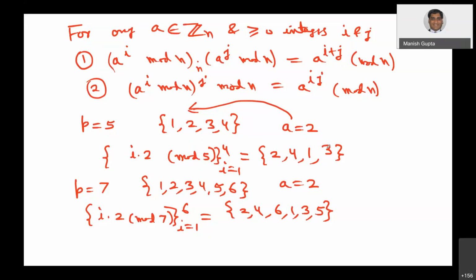But sir, we don't have to take 2 to the power 4. No, I'm not doing any 2 to the power 4. I'm just multiplying. I'm just considering I times A. Essentially, I'm getting this set.